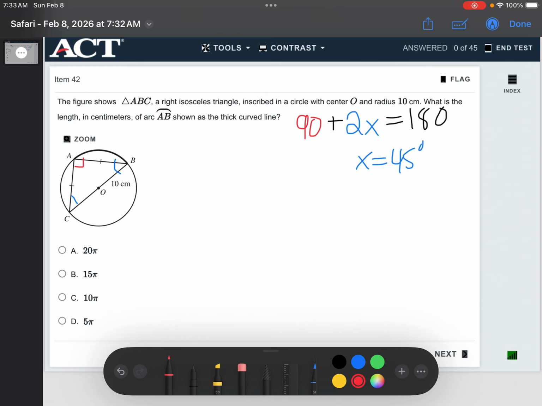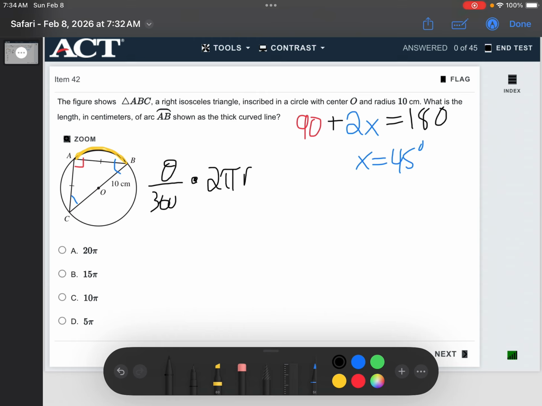So remember, we're looking for this arc. It says the bolded arc, right? I'll just draw it in yellow here. This is the arc that we are looking for. So in order for us to do this calculation, we have to remember we have a formula for arc length. So the piece I use is theta, which just means the angle measure, divided by 360, and then that gets multiplied by 2 pi r.